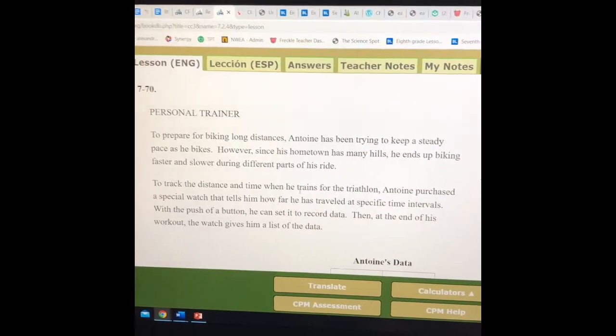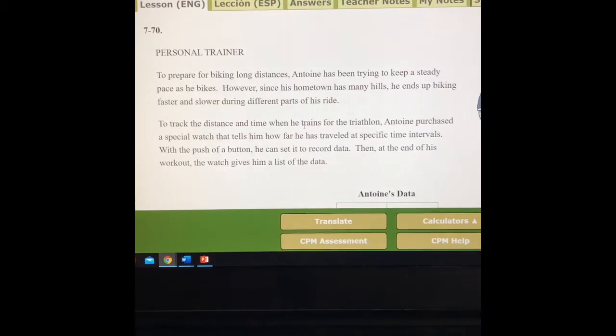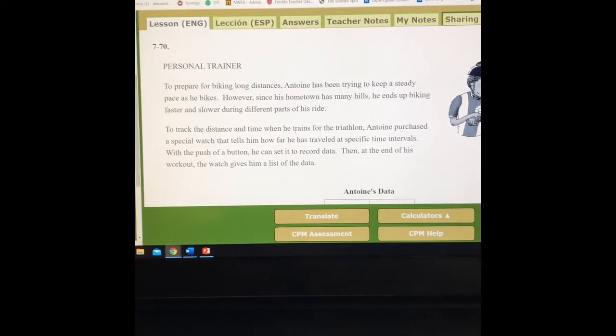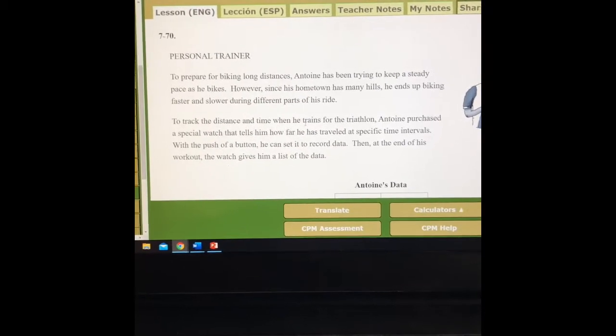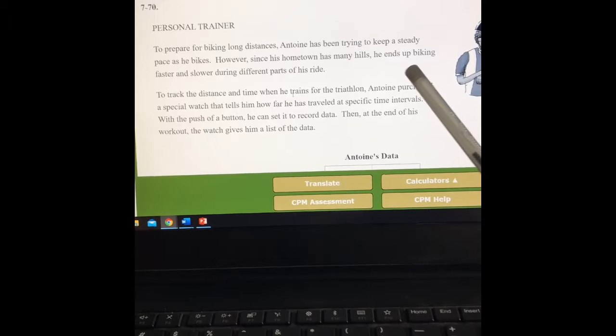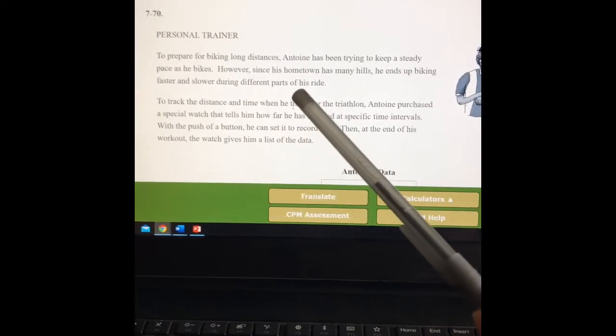Okay, last problem, 770. Personal trainer. To prepare for biking long distances, Antoine has been trying to keep a steady pace as he bikes. However, since his hometown has many hills, he ends up biking faster and slower during different parts of his ride.